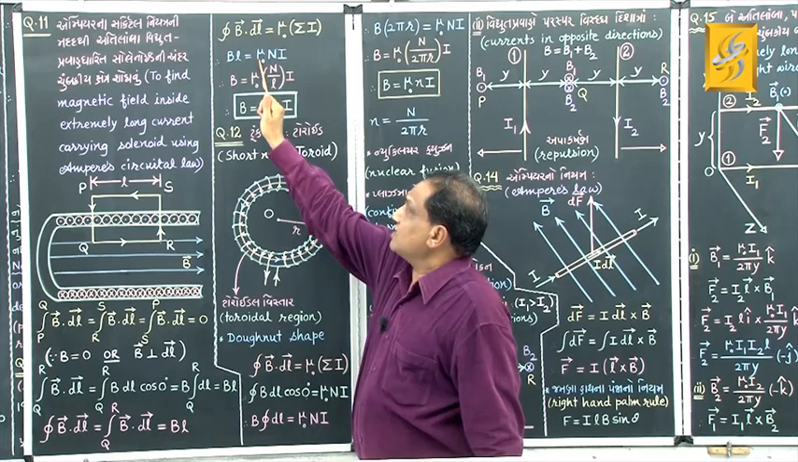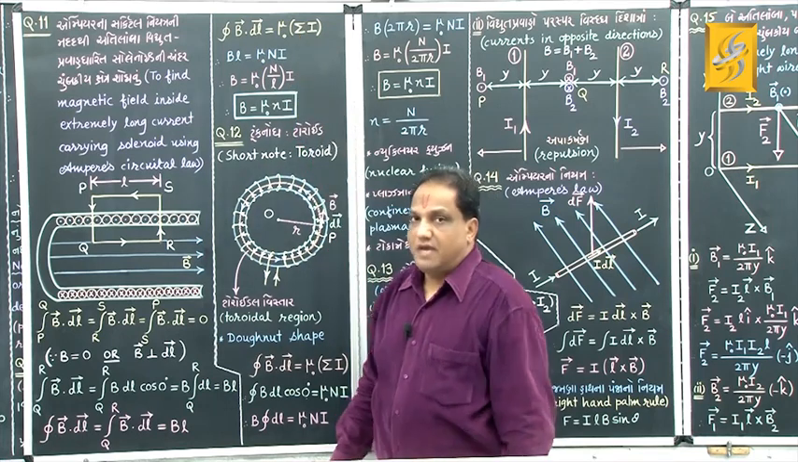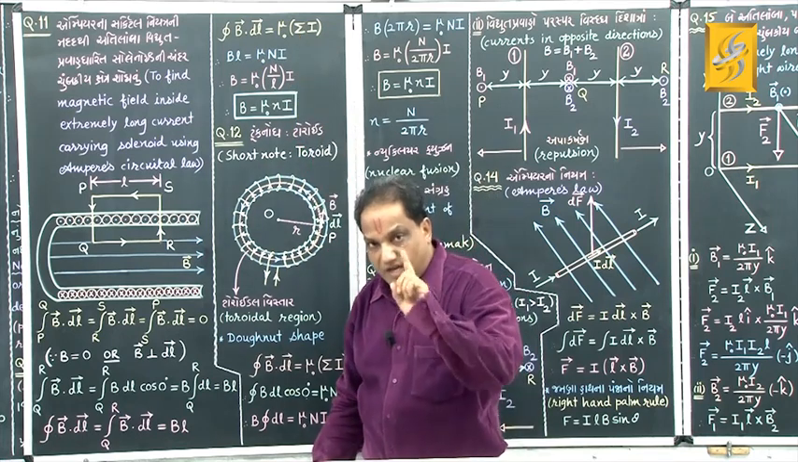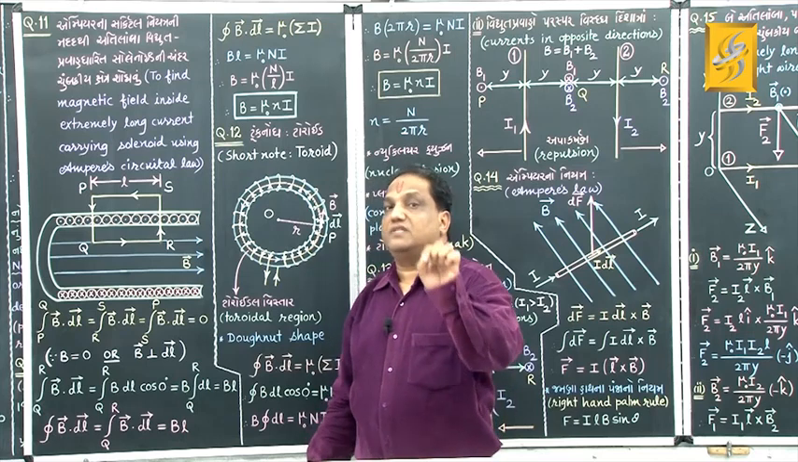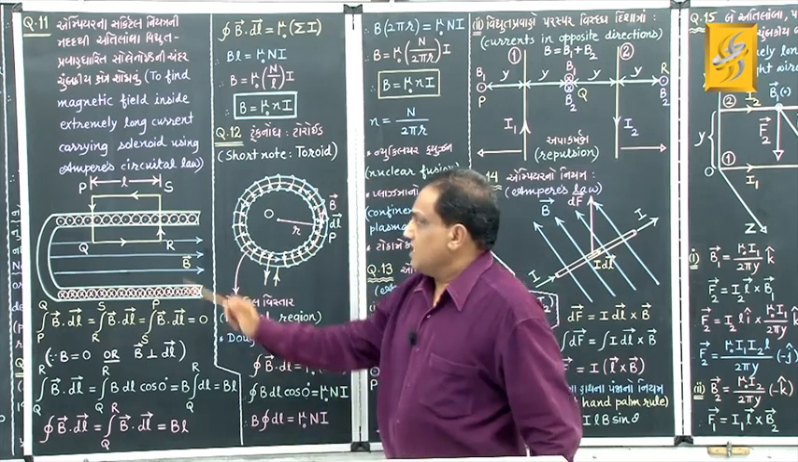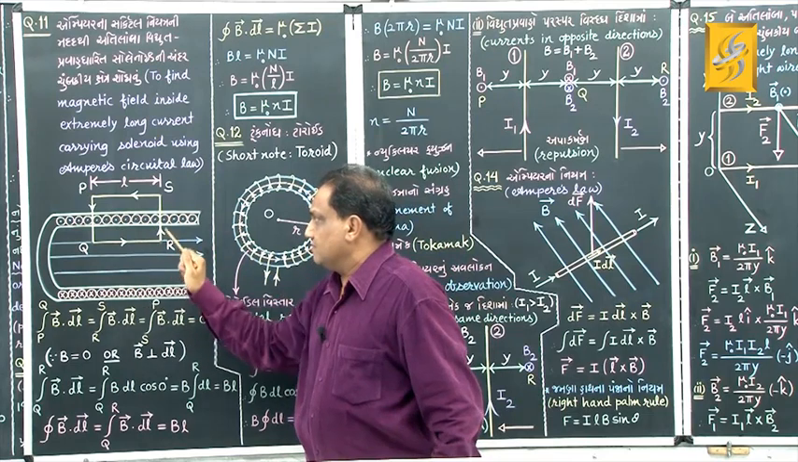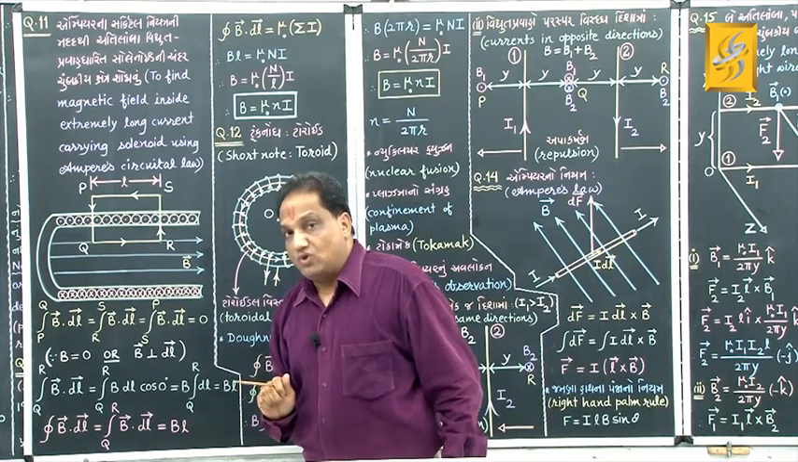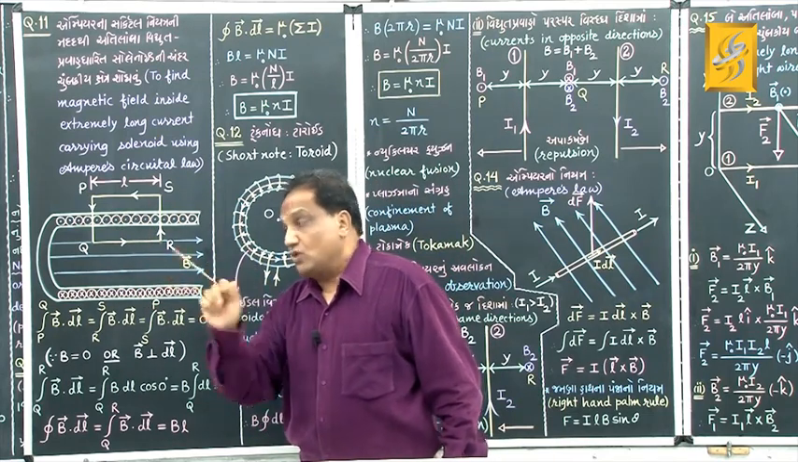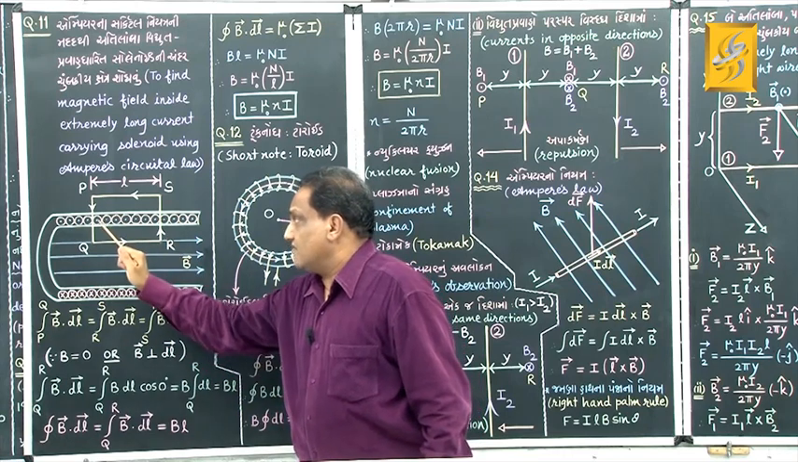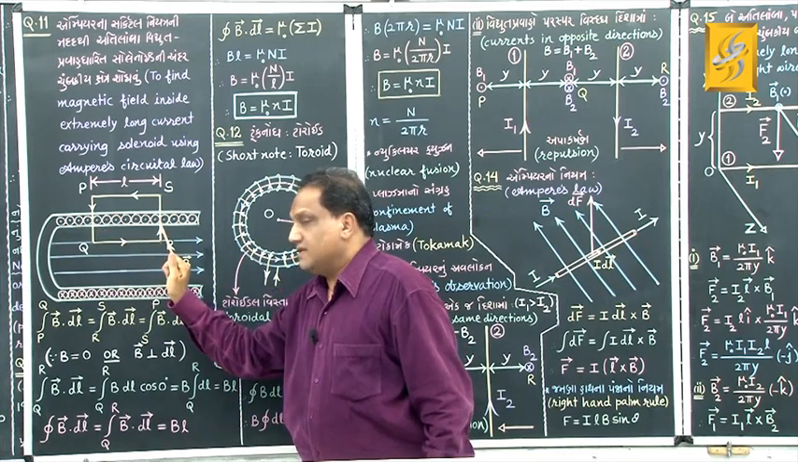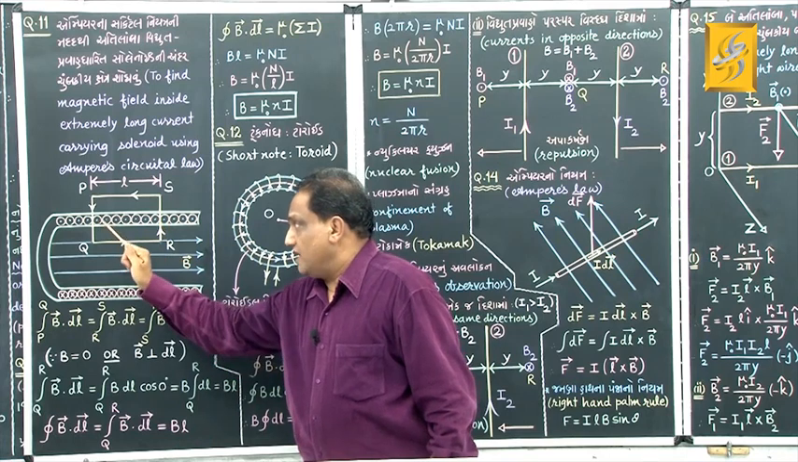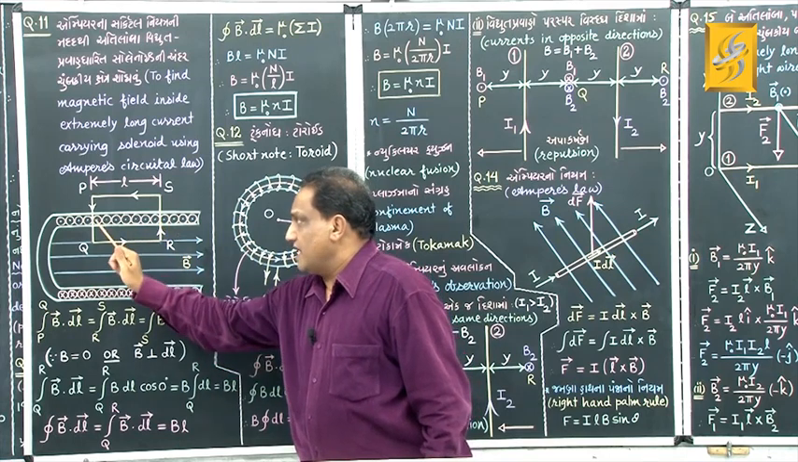What do you mean by sigma I? It is the algebraic summation of electric currents enclosed by the considered Amperian loop. The considered Amperian loop is this, and the amount of current enclosed by this loop is from this end to this end. You can see there are so many turns here in this much length.